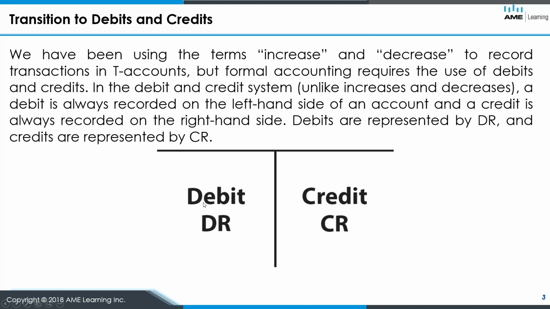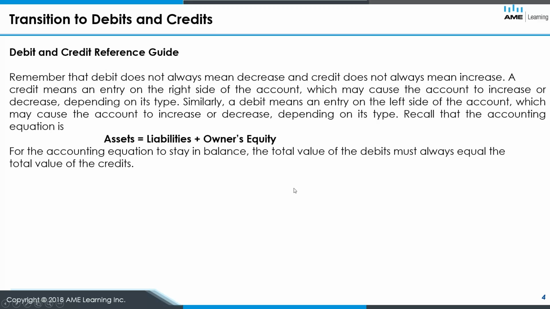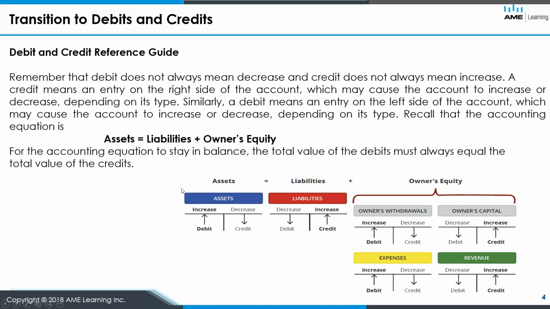And really remember, debits on the left, credits on the right, debit left, credit right. That's really the only connotation you should have with these terms, but you do need to understand what side, left or right, is an increase depending on what type of asset or liability, what kind of account that we're talking about. So as it notes here, debits does not always mean decrease and credit does not always mean increase. Again, it depends on what type of account we're talking about.